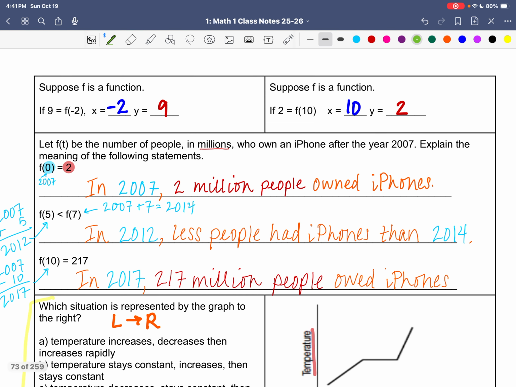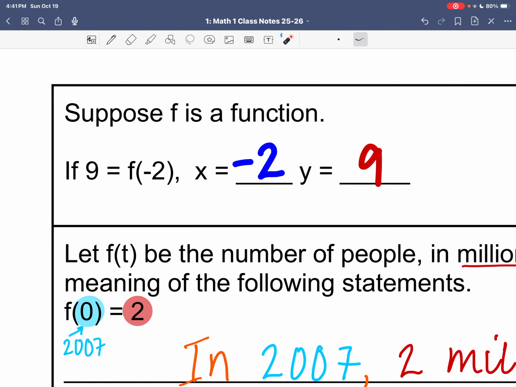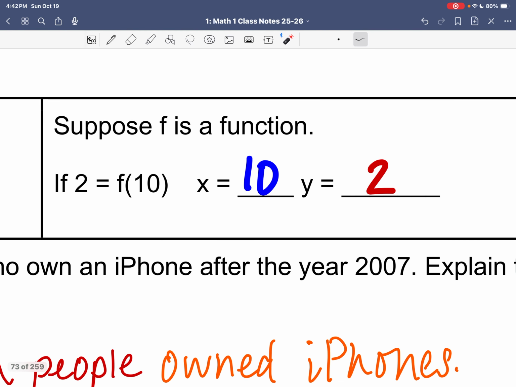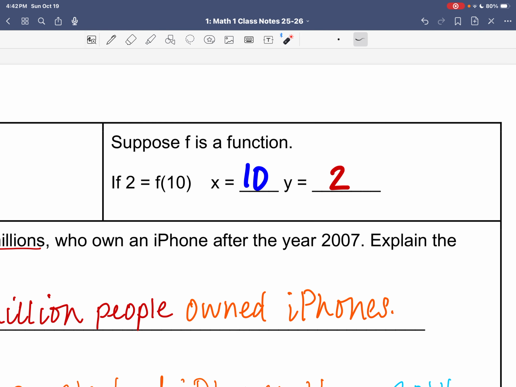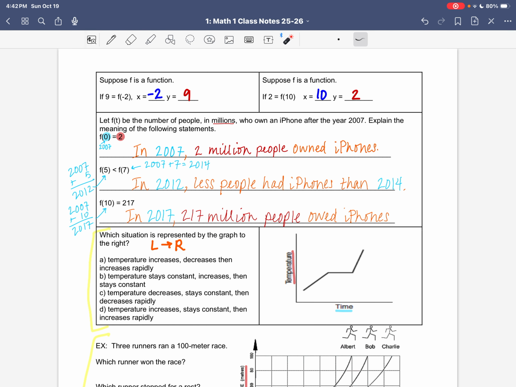All right, now on this, we've already talked about this before with one of our lessons, but if f is a function, if 9 equals f of negative 2, we know x is negative 2 and y is 9. So same thing here. If 2 equals f of 10, I know this is my x, and I know this is the result or the output, which would be my y. So independent, dependent.